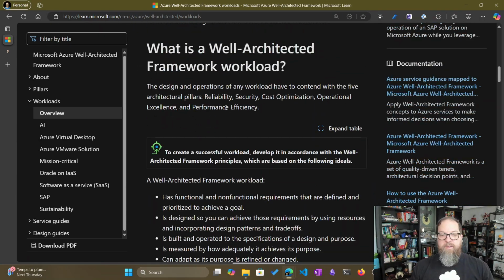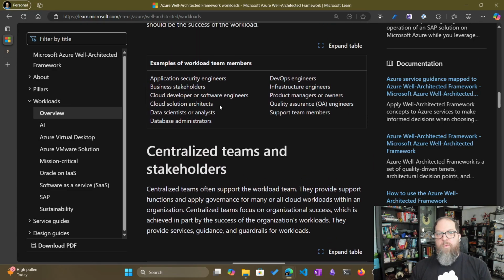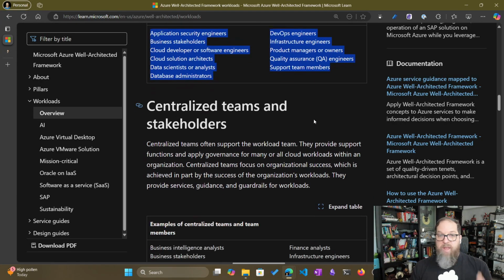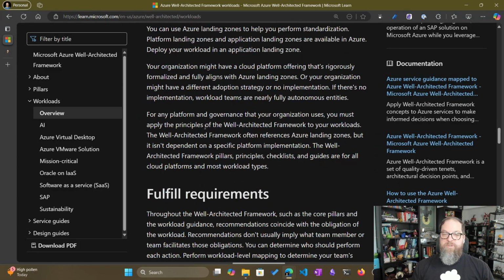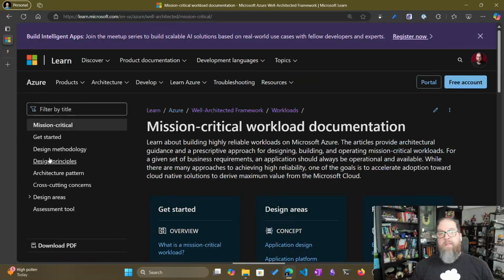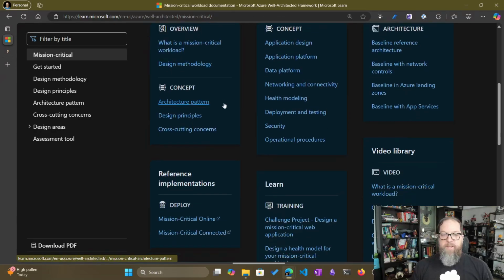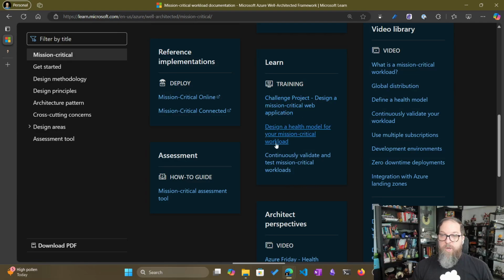Workloads, there's actually a nice discussion about what is a workload and how to work with these workload teams, because it's lots of different stakeholders, it's lots of different engineers and people working together. So we've already designed a few different solutions, like looking at the mission critical workload. This one is awesome. It is really well designed. There's lots of discussion here. There's even training on it.